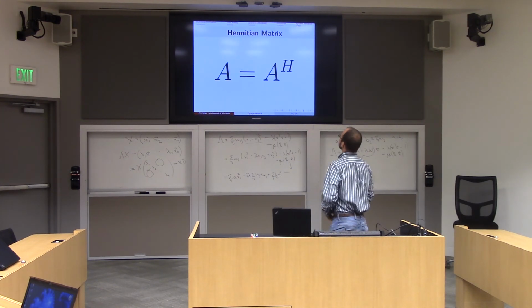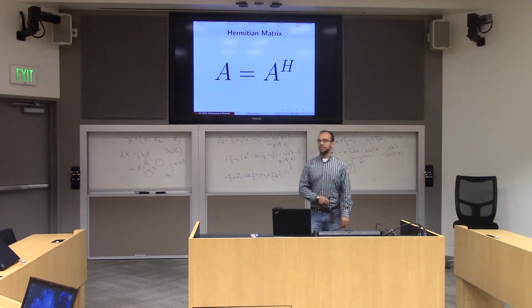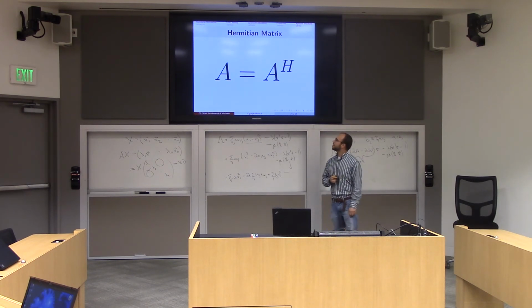And a Hermitian matrix is the generalization of a symmetric matrix, and it is a matrix that is equal to its complex conjugate transpose. So A equals A H.